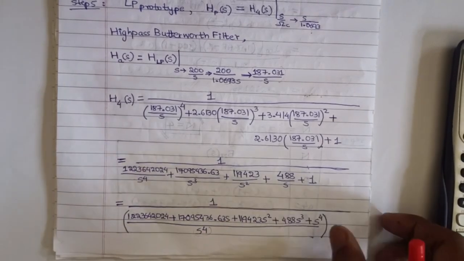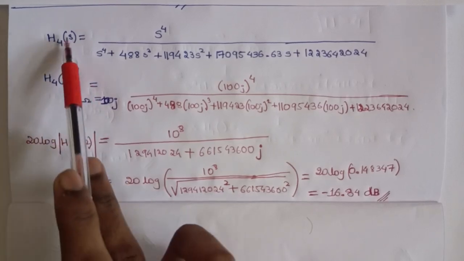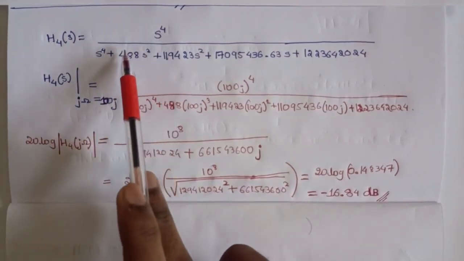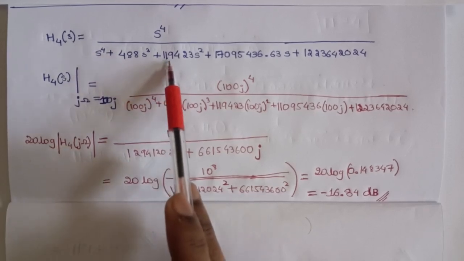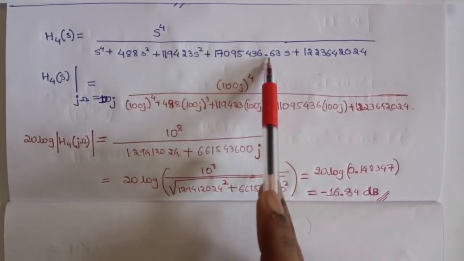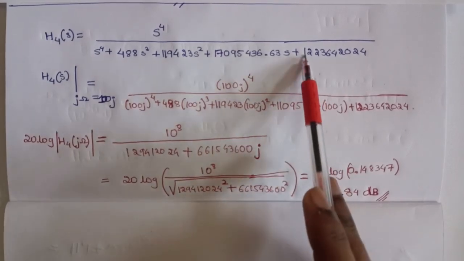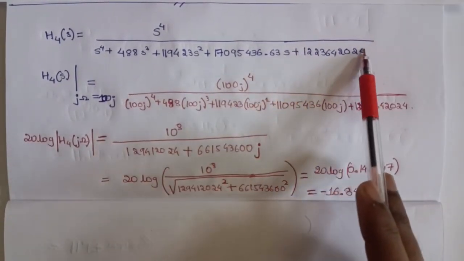Sending this to the numerator, we have obtained the transfer function H4 of s is equal to s raised to 4 divided by s raised to 4 plus 488 s cube plus 119423 s square plus 17095436.63 s plus 12236422024. This is the constant term b0 we have obtained.